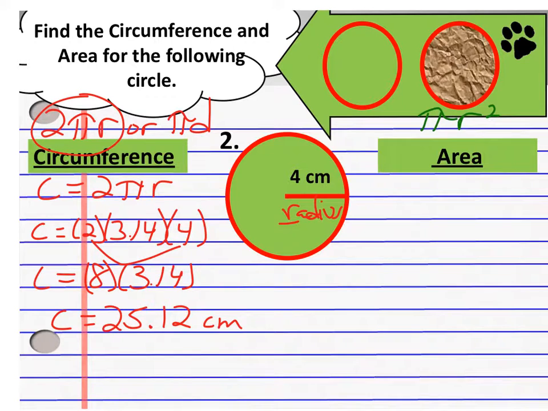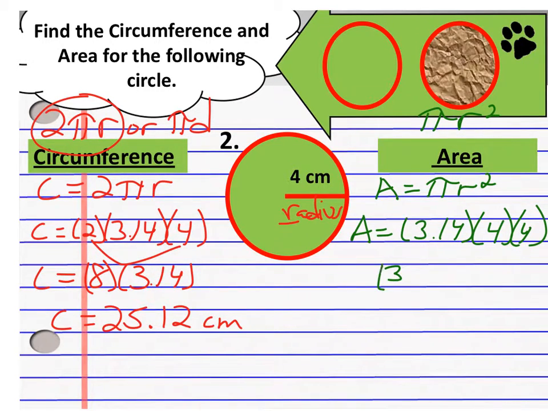Okay, on the other side, area, there's only one formula. A equals pi r squared, meaning r times itself. So let's write it. A equals pi, we know. In this case, the r is 4. So let's write it twice because it's times itself. 4 times 4 is 16. So 3.14 times 16. And let's go and do the math.